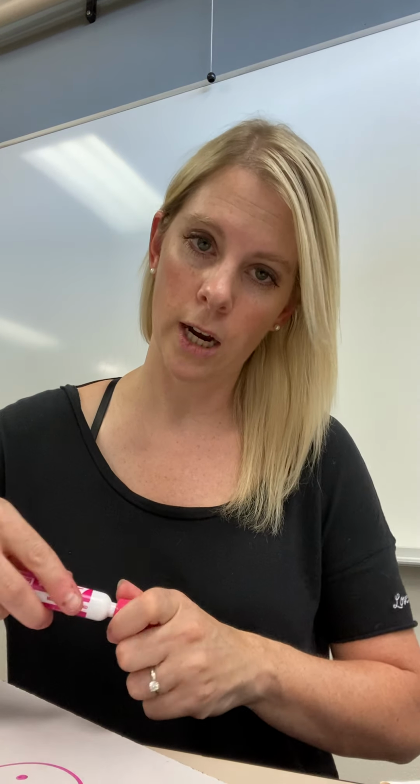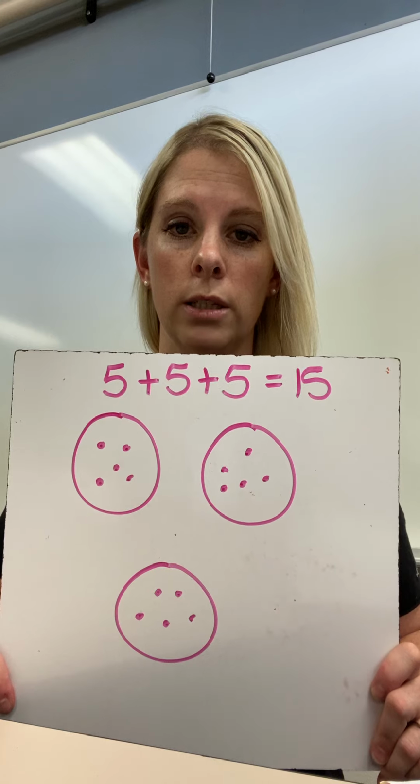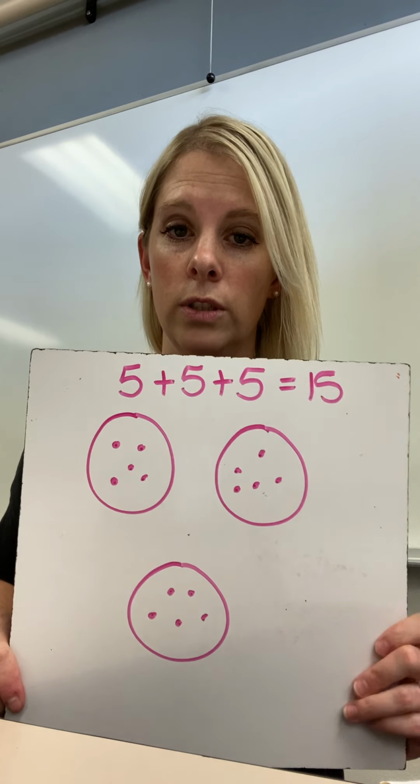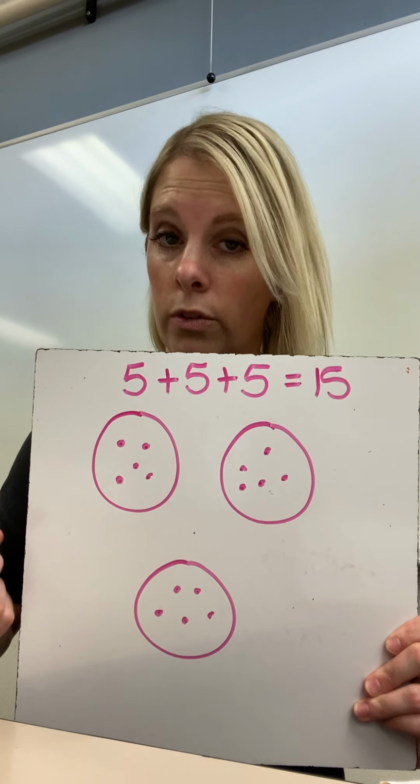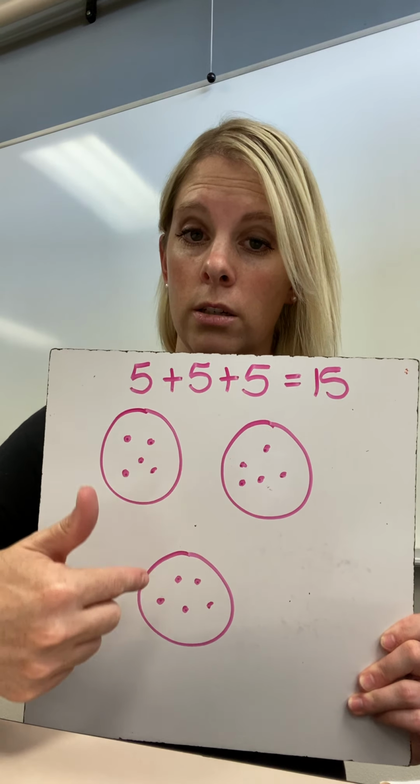I'm going to go ahead and write mine. So we're doing addition. And you go ahead and write yours. So if I was to write an addition problem, it would look like this. 5 plus 5 plus 5 equals 15. And if we were to skip count by fives, we could figure that out. 5, 10, 15.